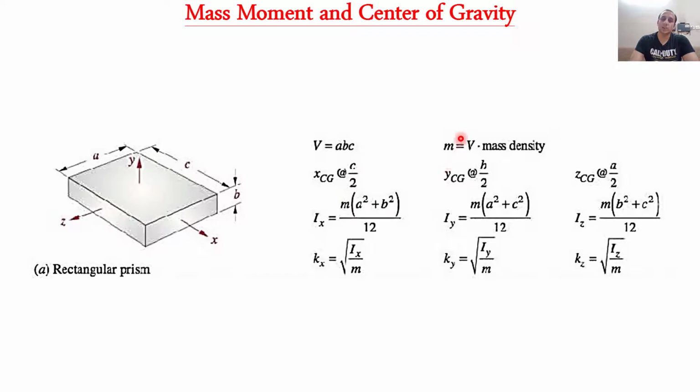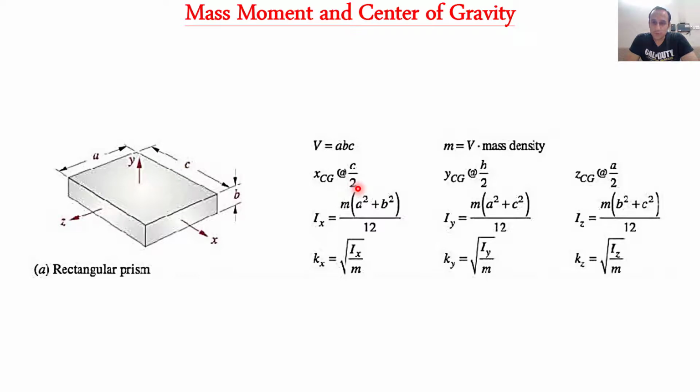And if we need to calculate the mass, we need to multiply this volume with the mass density. It means we need to select the material of this rectangular prism, get the value of the mass density, and multiply the mass density with the volume in order to get the mass. Then, if we want to calculate the x component of the CG of this particular shape, we can do it by dividing the x dimension of this shape by 2.